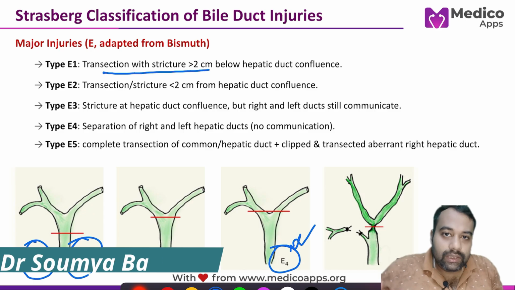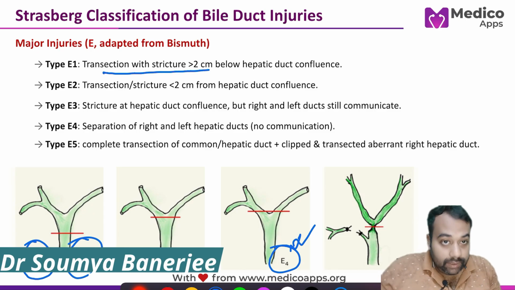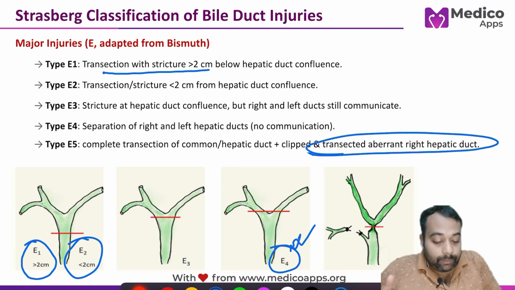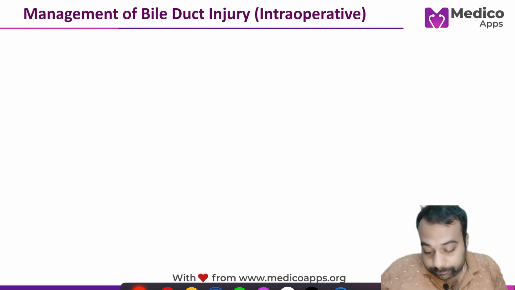And then obviously your E5 comes when there is a complete transection of the common hepatic duct or the common bile duct, as well as a clipped and transected aberrant right hepatic artery. So this one is basically the addition.